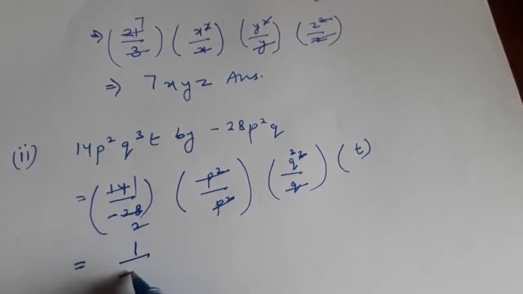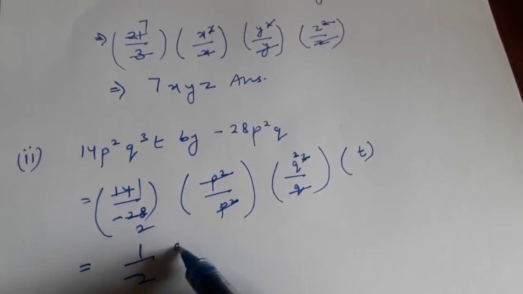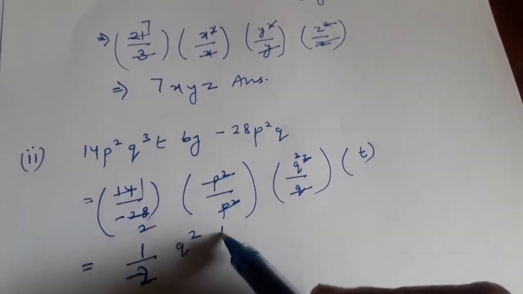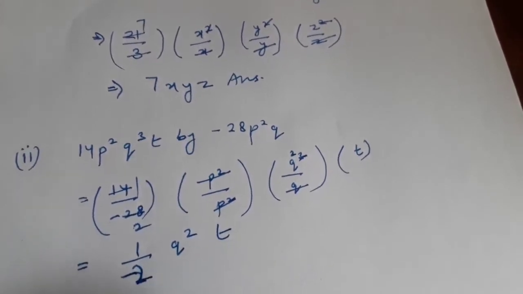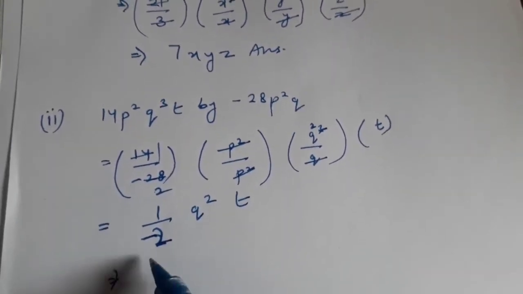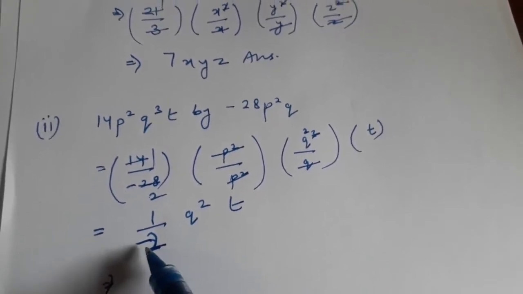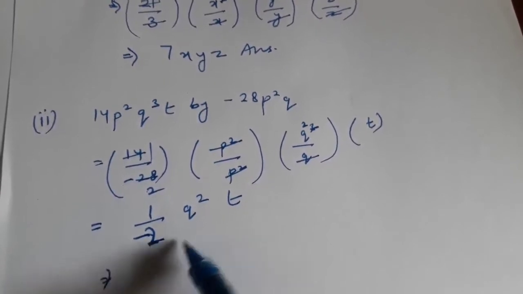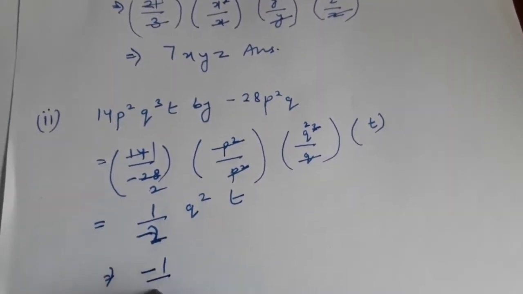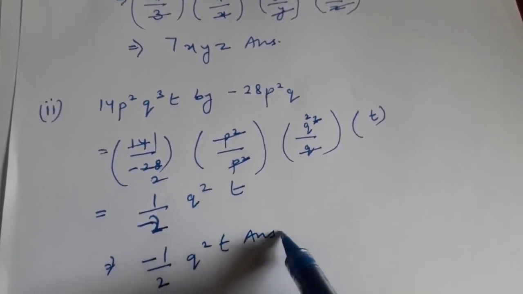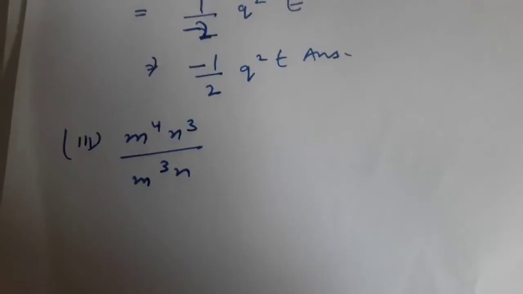1 by minus 2, q square t. Because we don't put any negative sign in the denominator, we will shift this minus sign from the denominator to the numerator. So our answer would become minus 1 by 2 q square t. This is our answer. Now come to the third part.